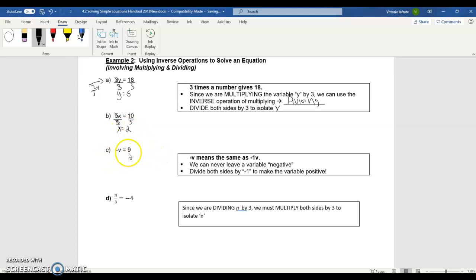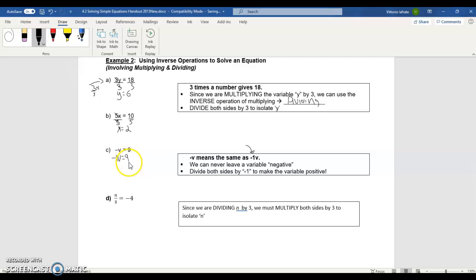Next, we have negative v is equal to 9. So when we look at negative v here, you have to be careful. That negative v really means negative 1v. It means your v is being multiplied by negative 1. But we don't have to write the 1. Remember, it's implied. It means we know it's there. I'm just going to rewrite it out so you don't get confused, just show you what's happening here. So negative 1v is equal to 9.